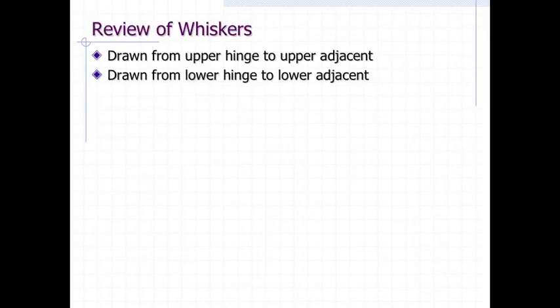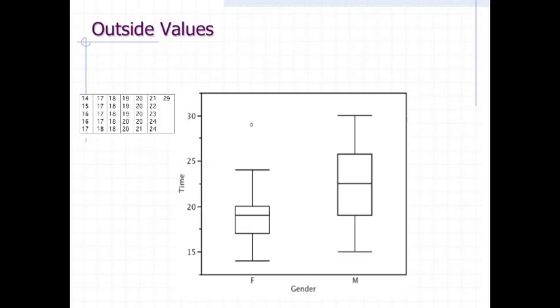To review, one whisker is drawn from the upper hinge to the upper adjacent value. The other whisker is drawn from the lower hinge to the lower adjacent value. An outside value is defined as a value beyond the inner fence but not beyond the outer fence. For the women, the upper inner fence is 24.5 and the upper outer fence is 29. Notice that there is one value that meets this criterion, 29. This value of 29 is therefore an outside value.